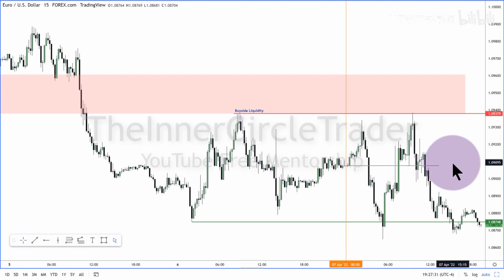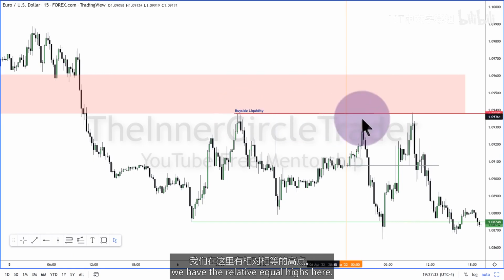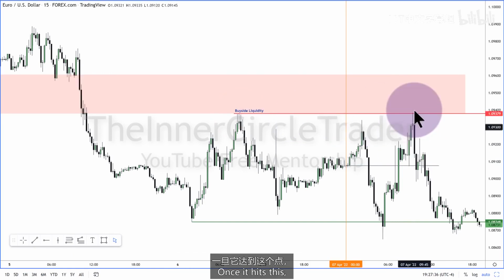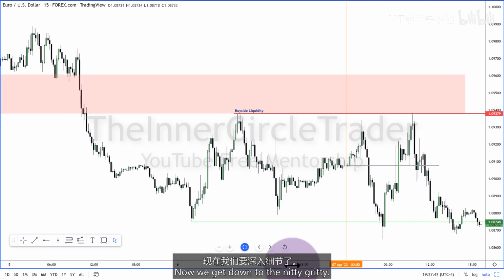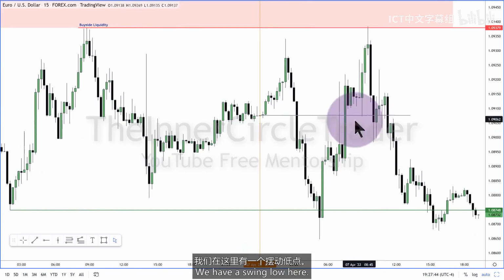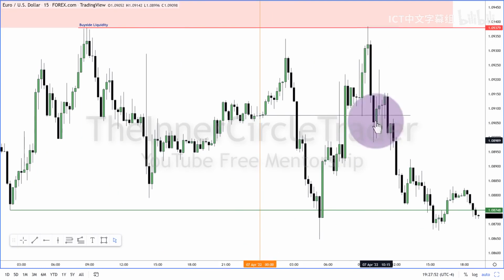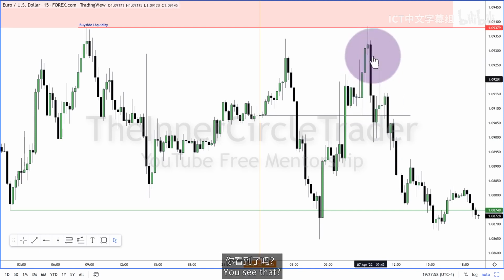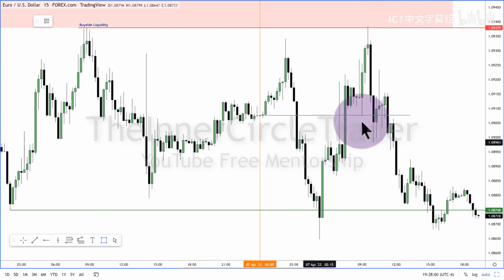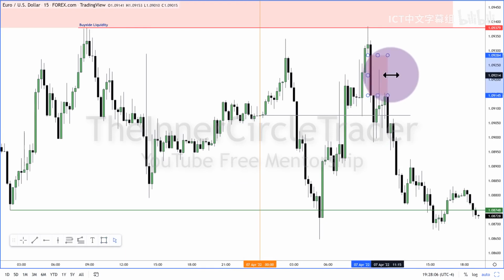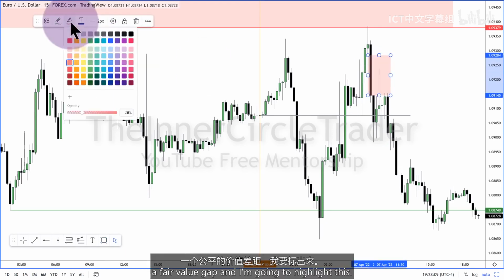Now, we have the relative equal highs here. We rallied above them. Once it hits this, do we get displacement? Now we get down to the nitty gritty. We have a swing low here. It breaks down below that, and then once it does that, does it create an imbalance? Is there a fair value gap? Hint, hint, nudge, nudge. You see that? All right, so we're going to annotate that. Inside of this range here, we have a fair value gap, and I'm going to highlight this.